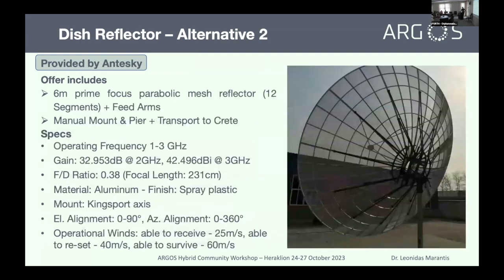And this is the second alternative for the reflector. It's a company from China, Anti-Sky. But this doesn't have a motorized mount, it has a manual mount. And the specs, of course, again, operating frequency 1 to 3 gigahertz. Material medium, finished spray plastic, and some specific values about the winds.